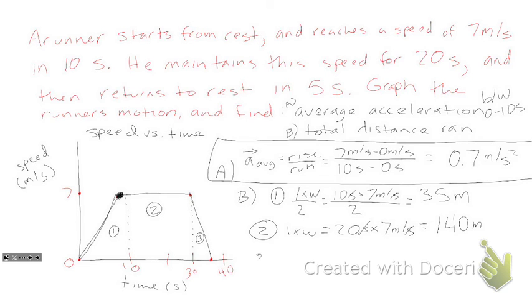Now for area 3, my length is 5 seconds times my height of 7 meters per second divided by 2. So 5 times 7 is 35, divided by 2 is 17.5. Last step, just add up these 3 numbers and you will have arrived at your total distance covered, which is 192.5 meters.